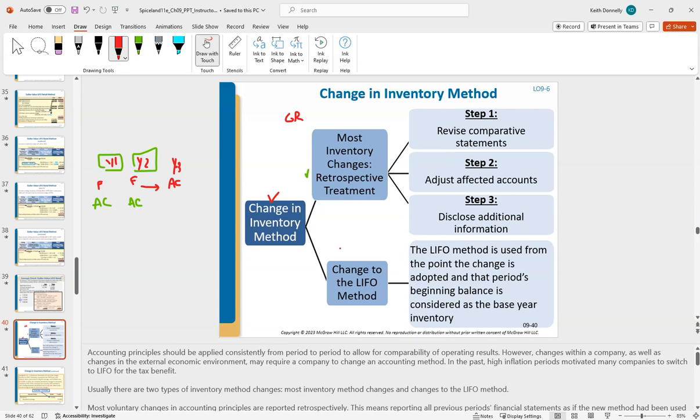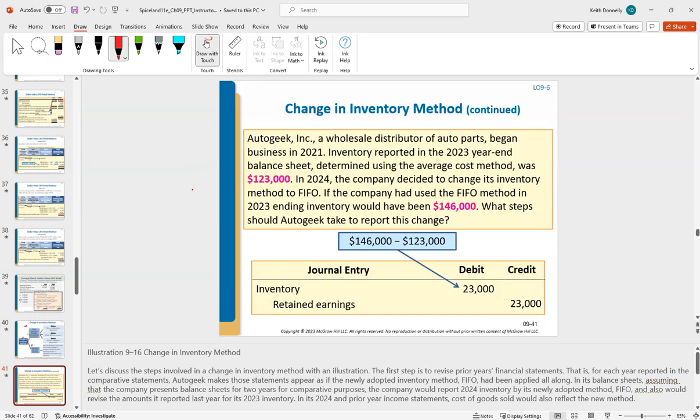So the general rule is retrospective treatment: go back, restate them, adjust accordingly. The exception is whenever you go from something like FIFO or anything to LIFO. When you're going to LIFO, what you do is deal with it prospectively. And what that essentially means is just start from year three and use it from there moving forward. You don't go back and restate those items. So here's an example.